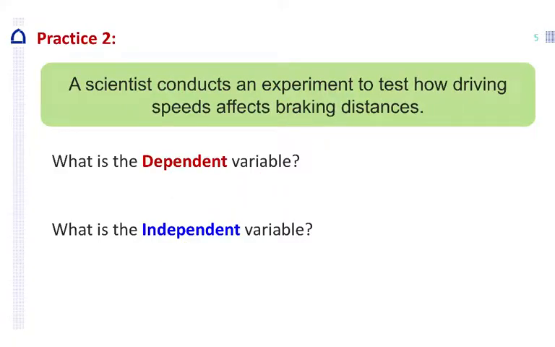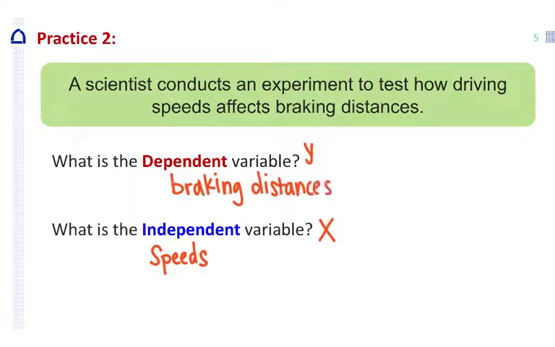Let's look at one more. Another scientist wants to do an experiment to test how different driving speeds will affect braking distances, how long it takes for a car to brake if it's going different speeds. Again, the thing that the scientist has control over is called the independent variable. The scientist can control the different speeds of the car and then measure how long it takes under each circumstance for the car to come to a stop, the braking distance. Those are examples where you have to decide, using your logic, what comes first, what is, we could say, the cause. That's the independent variable.